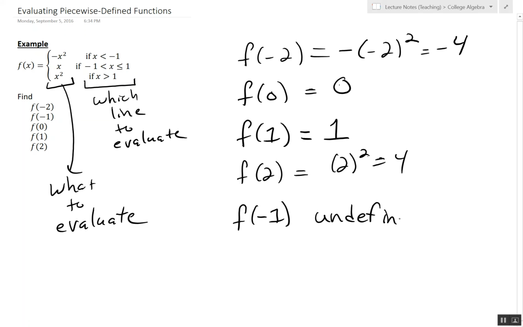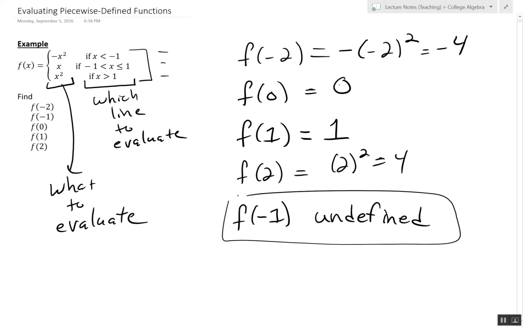With piecewise defined functions, undefined means that basically your value does not satisfy one of these inequalities. So notice that negative 1 didn't satisfy any one of these three inequalities, so there's no line to evaluate, so it is undefined. So that's it for evaluating functions.